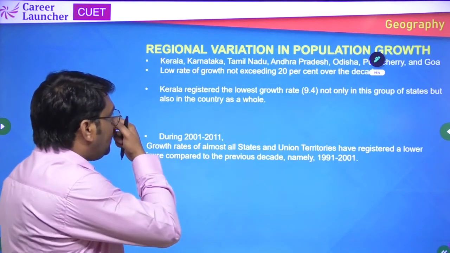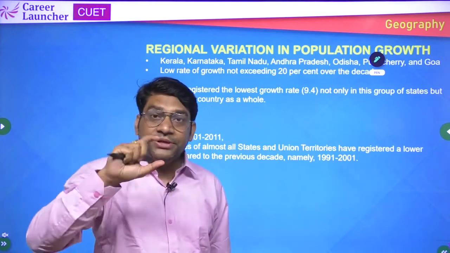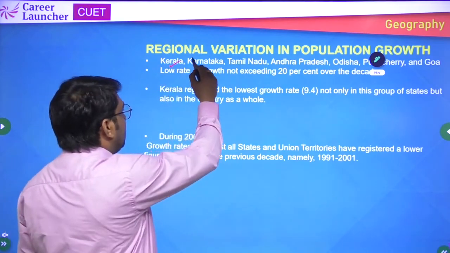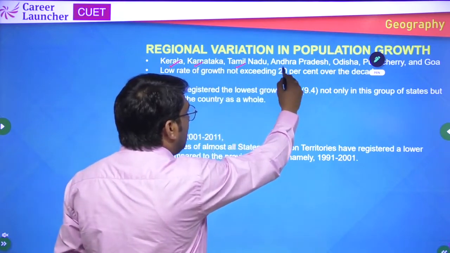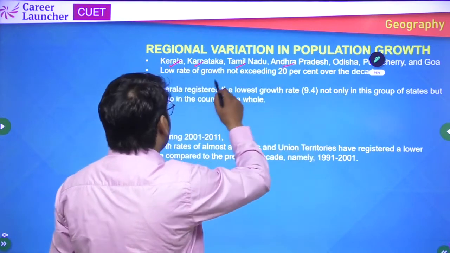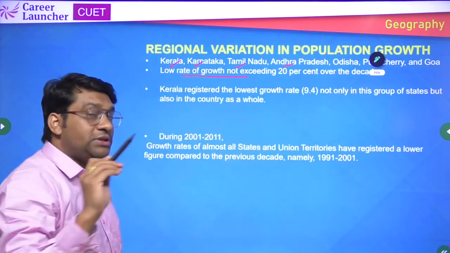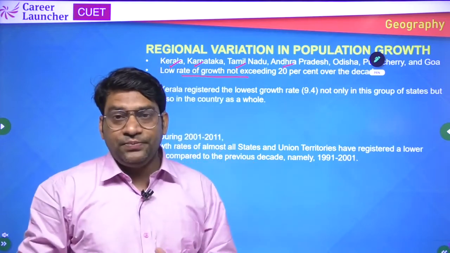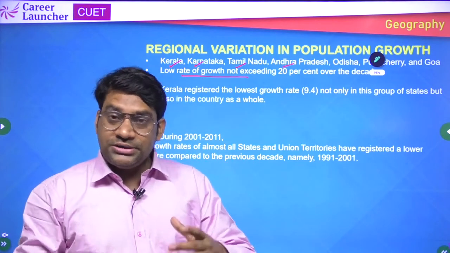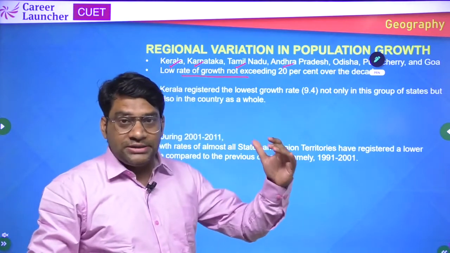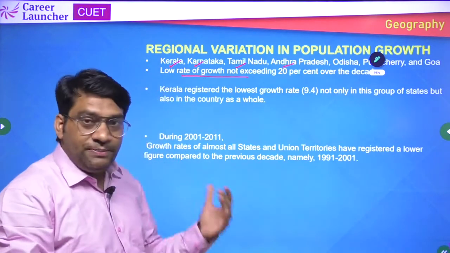Okay, then in India we have some regional variation in population growth. Some states like Kerala, Karnataka, Tamil Nadu, Andhra Pradesh, Odisha, Puducherry and Goa have a low rate of growth, not exceeding 20% over the decade. These states are very good, well educated states. Literacy rate यहाँ पर काफ़ी अच्छा है. That's why the population growth is not exceeding more than 20%.